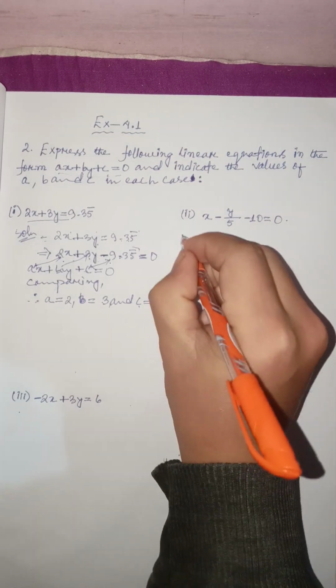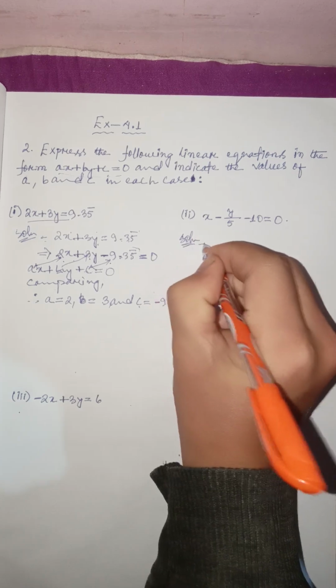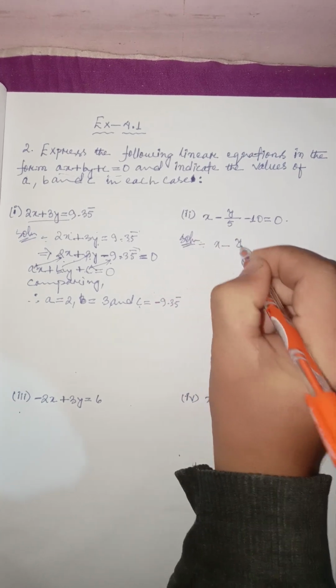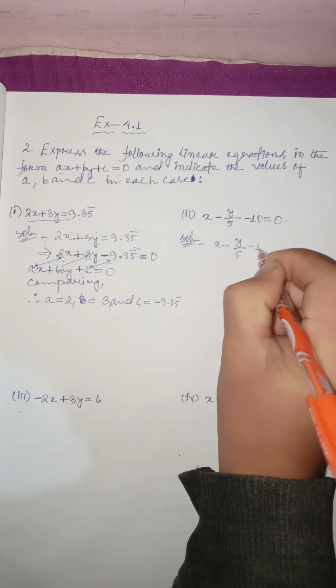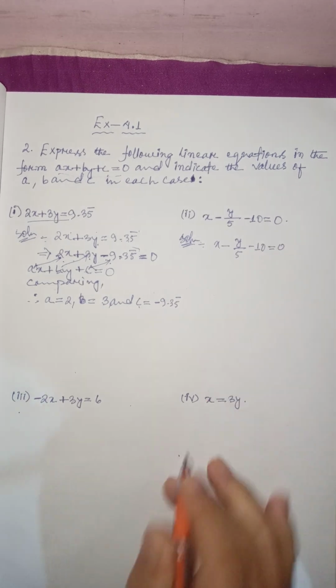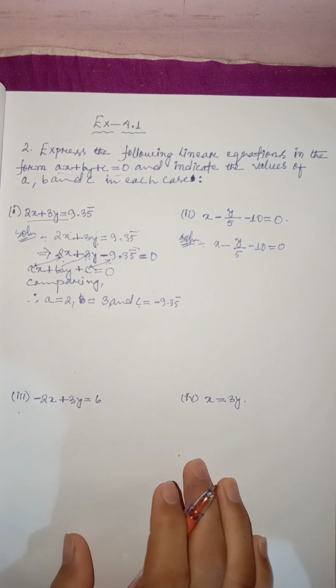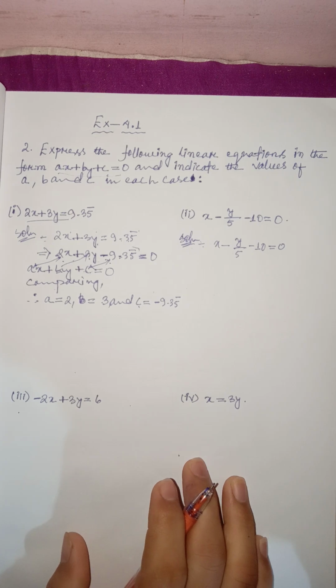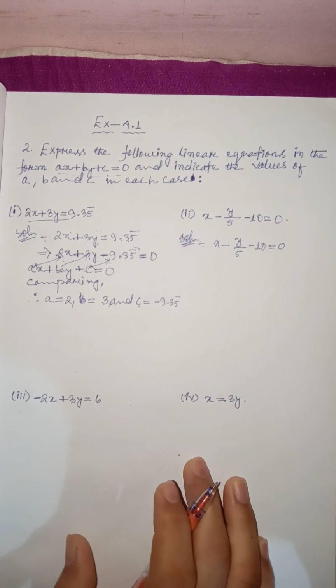Now let me solve this one again. Here we have this one, x minus y by 5 minus 1 by 10. Here there is no need to change anything. Actually the given form of this equation is already in the general form, and the thing that we need to do is just compare the general equation and the given equation, and whatever values we get for a, b, c, we have to pick them out from the given equation. That's all, right?